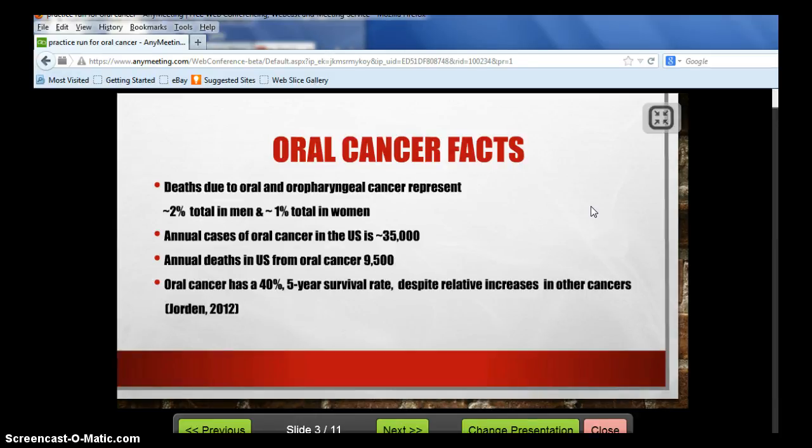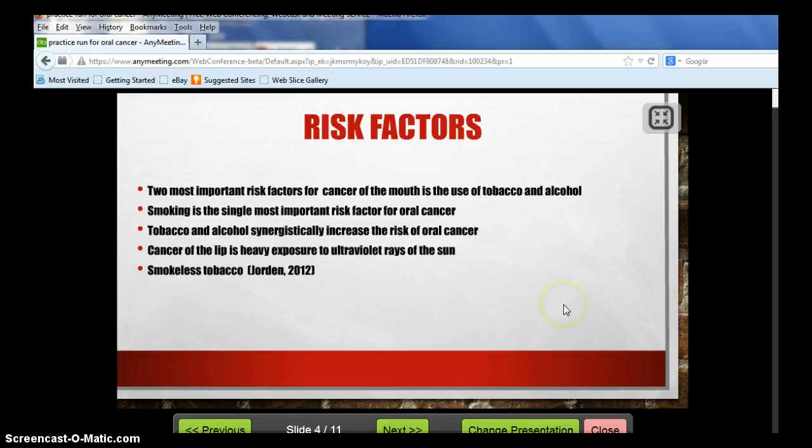Oral cancer has a 40% 5-year survival rate despite relative increases in other cancers. The two most important risk factors for cancer of the mouth are the use of tobacco and alcohol. Smoking is the single most important risk factor for oral cancer. Tobacco and alcohol synergistically increase the risk of oral cancer. Cancer of the lip is caused by heavy exposure to ultraviolet rays of the sun and smokeless tobacco.